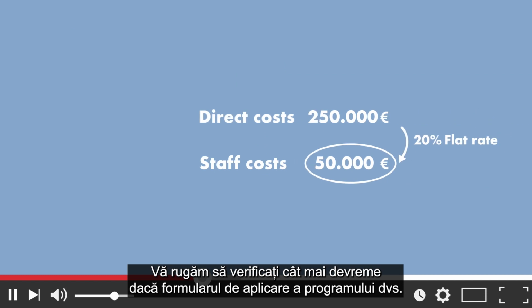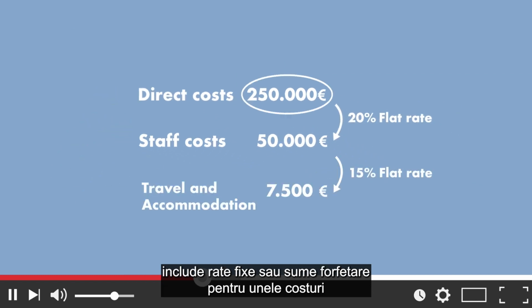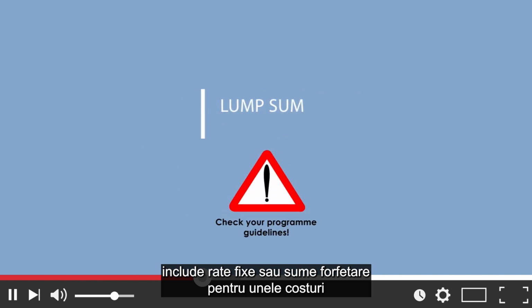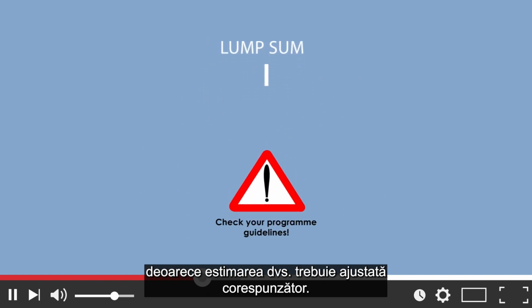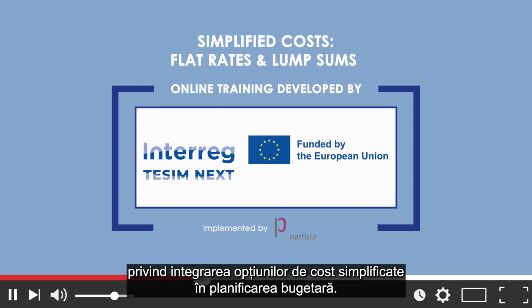Please also check early on if your program application form includes flat rates or lump sums for some of the costs, as your estimation needs to be adjusted accordingly. For more information, have a look at our video on integrating simplified cost options in budget planning.